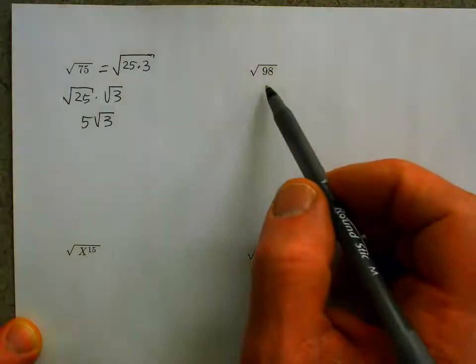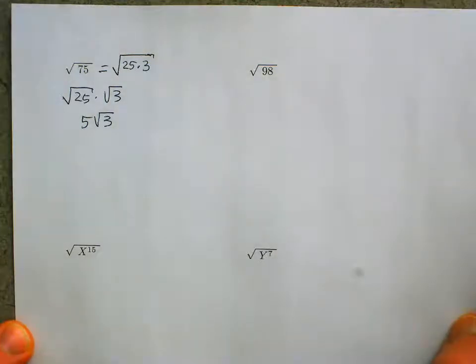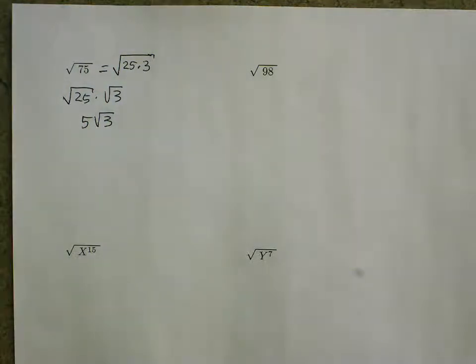Okay, the next numerical example, the square root of 98. 98 is not a perfect square. What's the largest whole number factor of 98 that is a perfect square? So you can type that in online if you want. The largest whole number factor of 98 that is a perfect square.